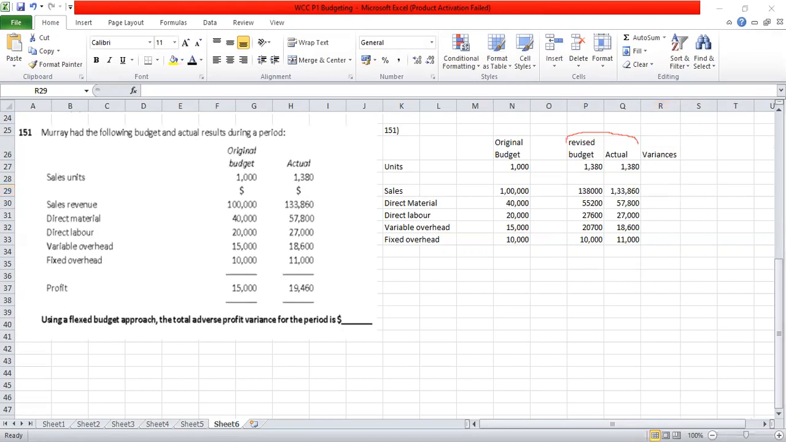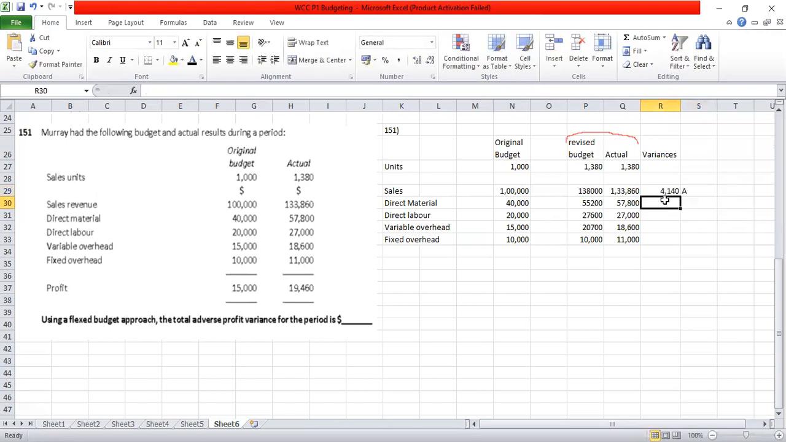In case of revenue, the actual revenue should be more than the budgeted revenue. Then only it is considered as favorable. Otherwise, it is adverse. Cost should be less than the budgeted. Revenue should be more than the budgeted. So that's the point we have to remember. But for revenue, we see that the actual revenue is less than the budgeted revenue. So find out what the difference is, which is 4140, and it is adverse.